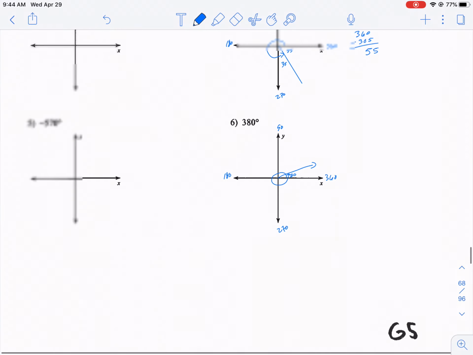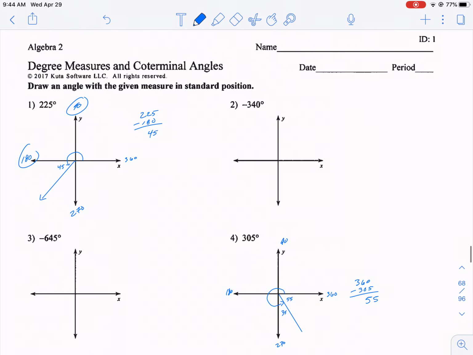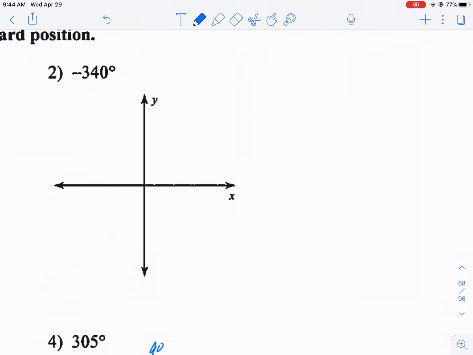Okay. All right, so now let's talk about some negative angle measures, like negative 340. So I see that I've got a negative angle that I'm working with. So now I'm going to label it.